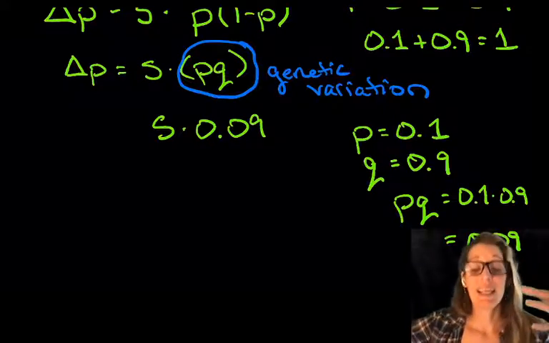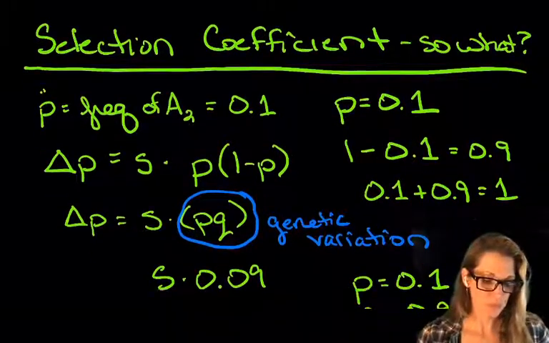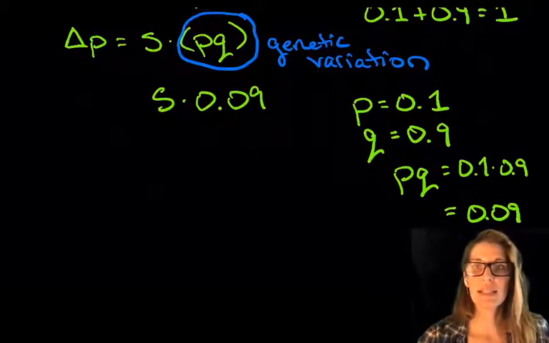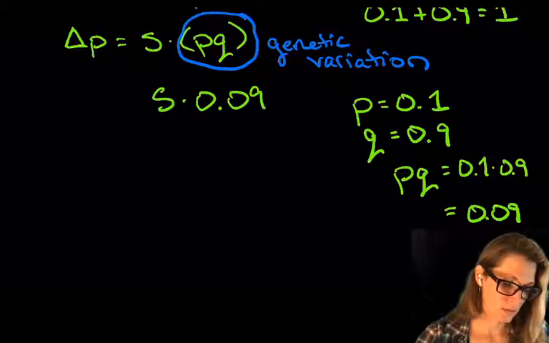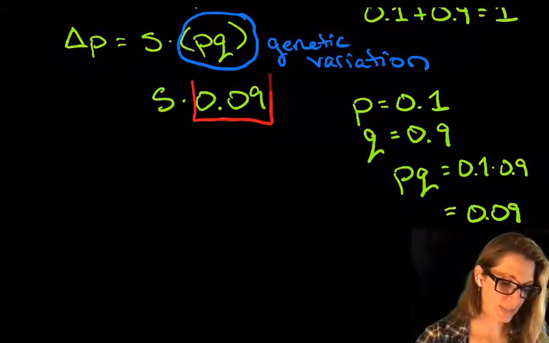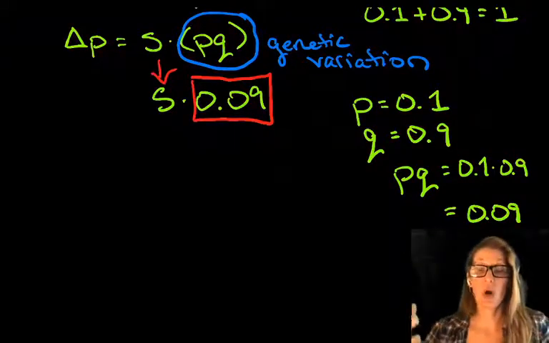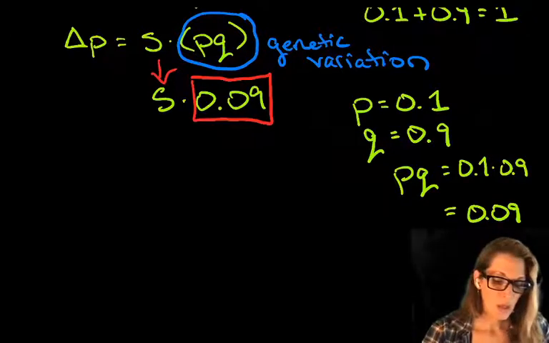Cool. Now we're going to get to the whole selection coefficient. Why does this matter? So this 0.09 is going to stay constant right now. This is going to stay the same. And what we're going to do is play with the selection coefficient and see what that does. The whole point of that is to help you hopefully conceptually understand what this means, okay?